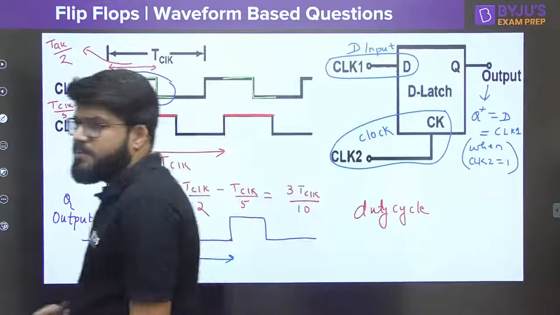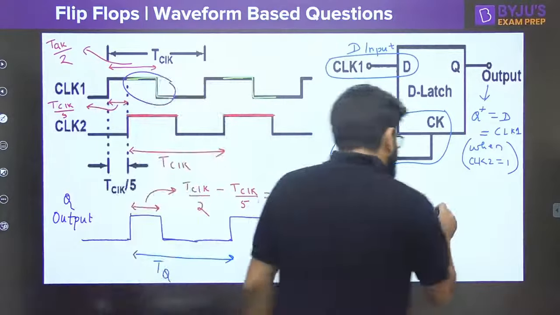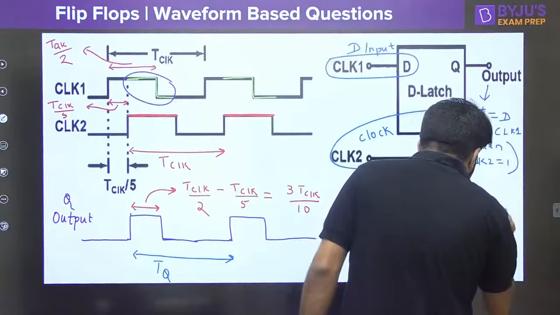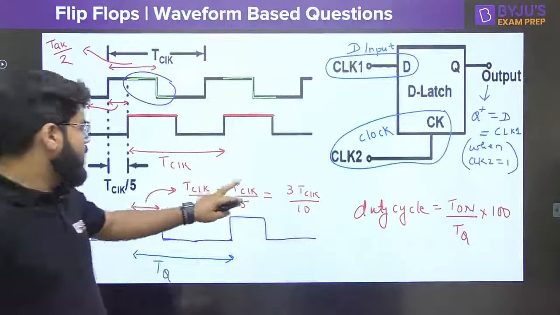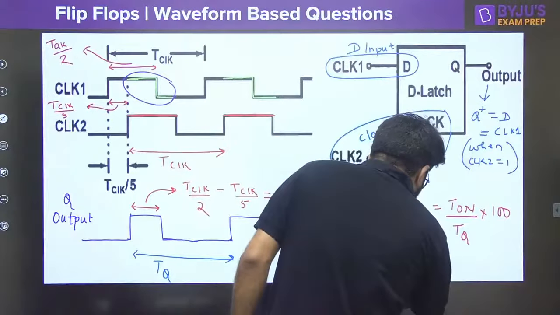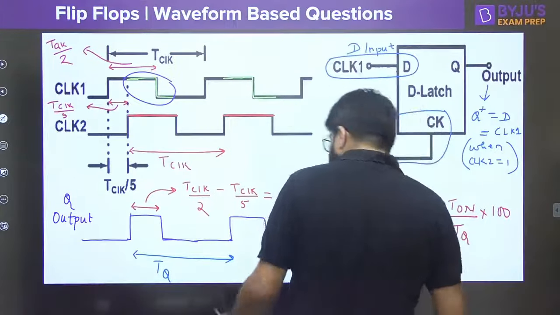What should be the duty cycle? Let me just complete the picture here. The duty cycle is equal to on time period upon total time period multiplied by 100, because they are asking in percentage. What is the on time period? For how much time is the waveform on? On means logic level 1. It is on for 3 by 10 of T clock, divided by the total time period.